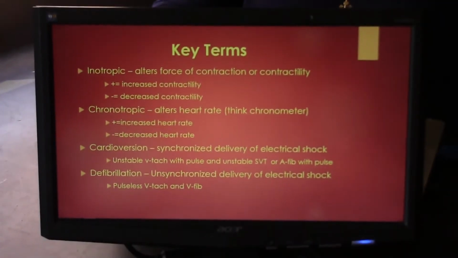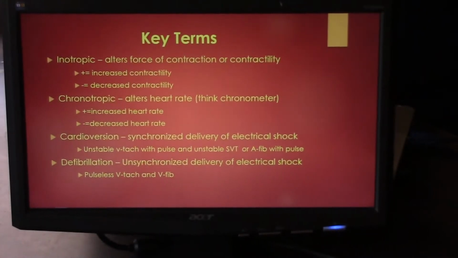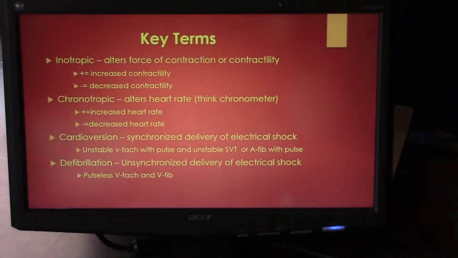Today we're going to talk about electrical and pharmacological treatment of various dysrhythmias. In order to understand how these drugs work, you need to understand certain key terms.